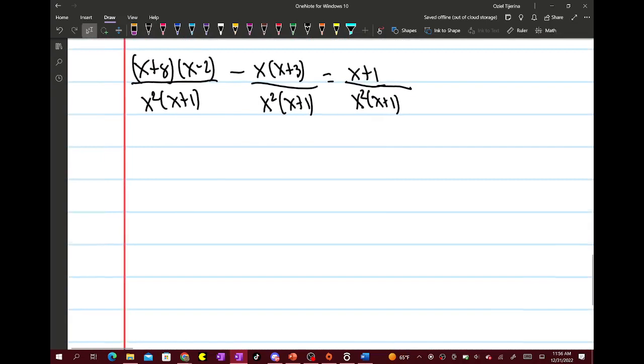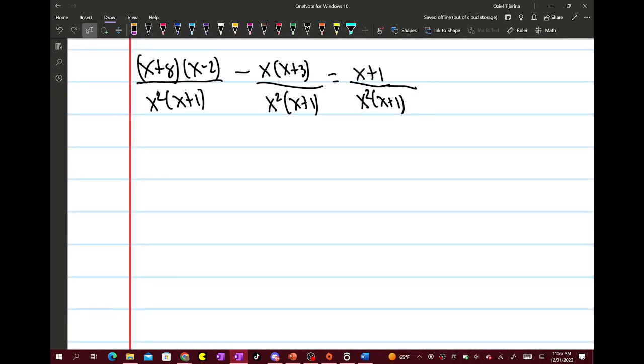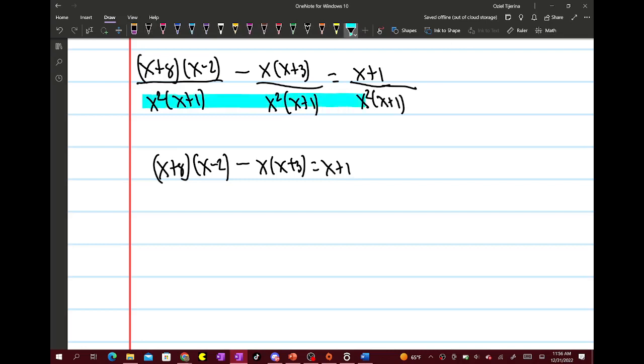So really they all have the same denominator now. So what you're going to do is you have (x + 8)(x - 2) - x(x + 3) = x + 1. And so really now that you have the common denominators, all you have to do is set the numerators equal to each other.